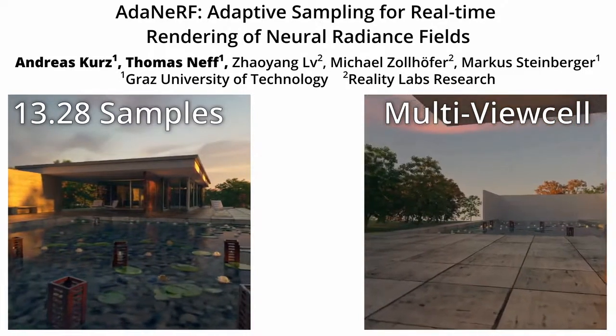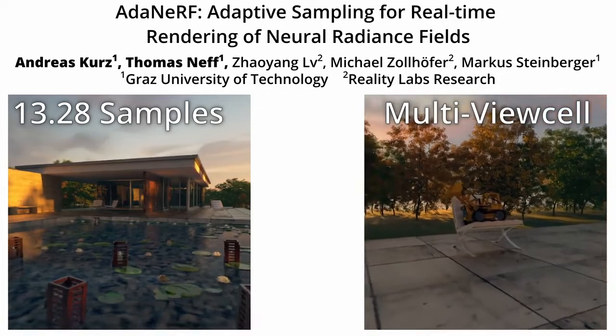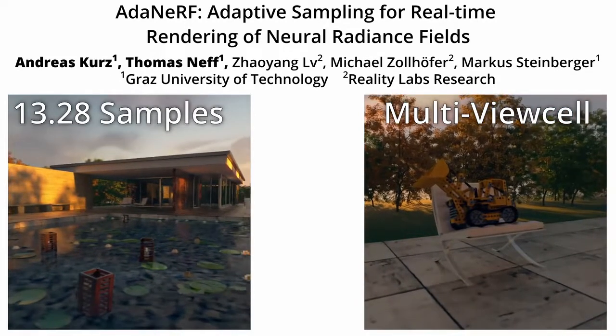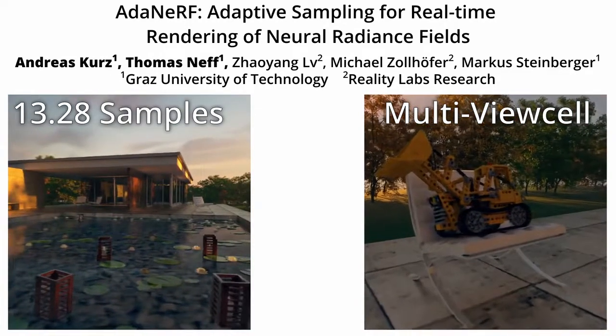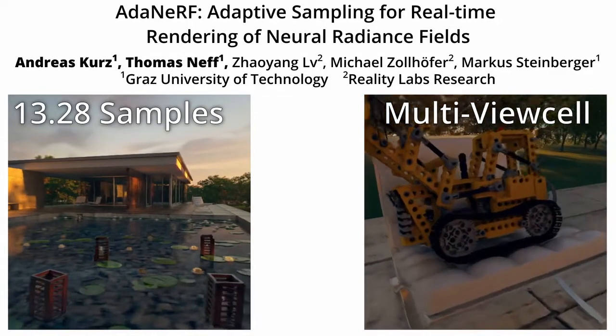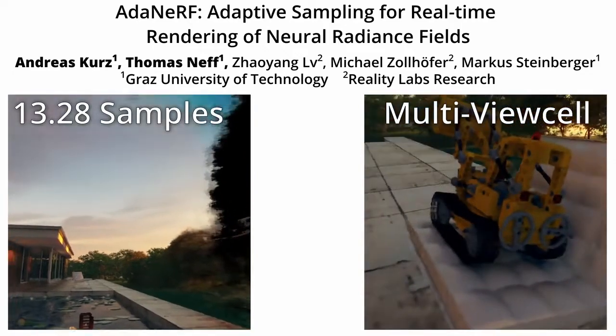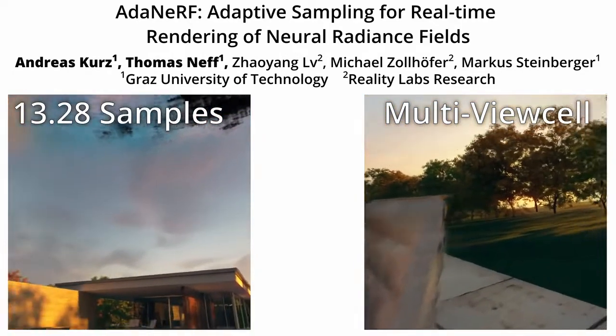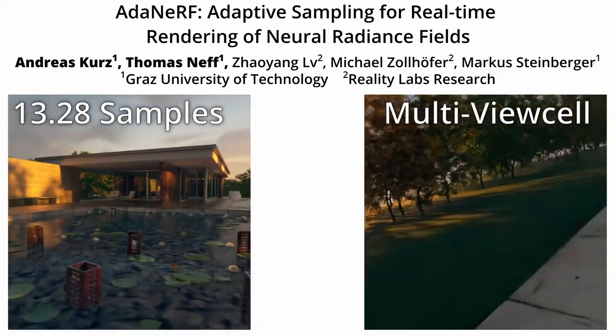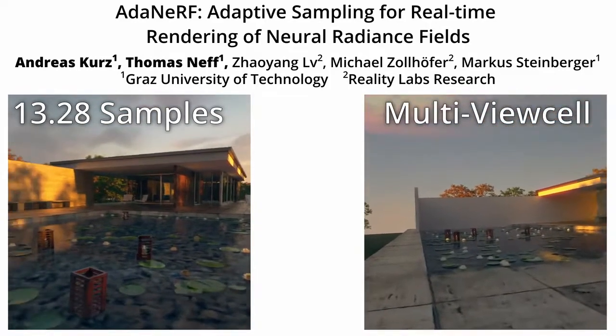In summary, AdaNeRF is a compact, real-time, dual-network neural representation that can be trained fully end-to-end via a soft student-teacher optimization scheme. It is the first of its kind to adaptively place a very low amount of samples for each individual view ray, outperforming previous work in quality, compactness, and rendering speed.